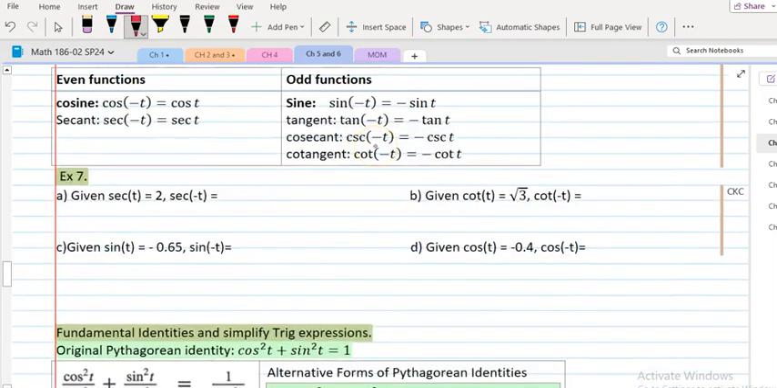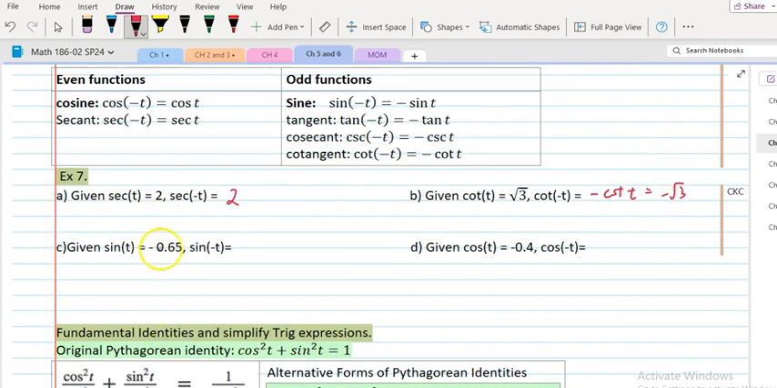This is example 7. If secant t is 2, what is secant of negative t? It's still 2 because secant is even. If cotangent t is root 3, what is cotangent of negative t? That is the negative of cotangent t, equal to negative root 3.